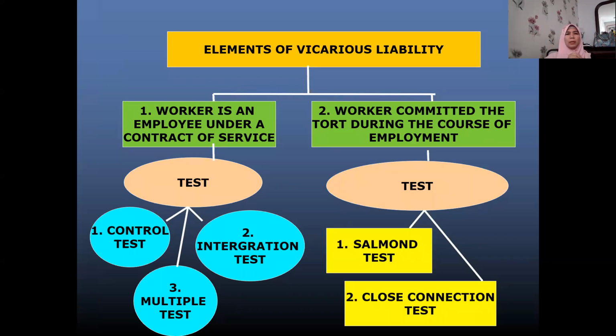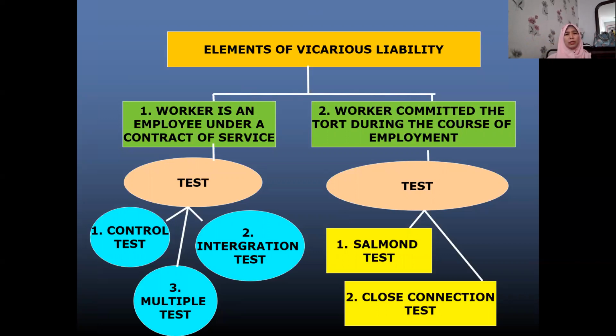For the first element, in order to establish that there exists a relationship between employer and employee, it must be proved that actually there exists a contract of service between the employer and employee. So what's the test in order to determine whether there exists such a contract of service or not? There are at least three tests here. We are going to discuss all one by one after this.